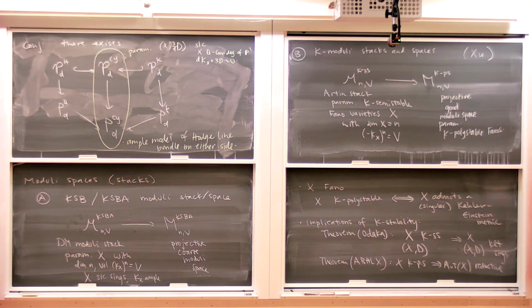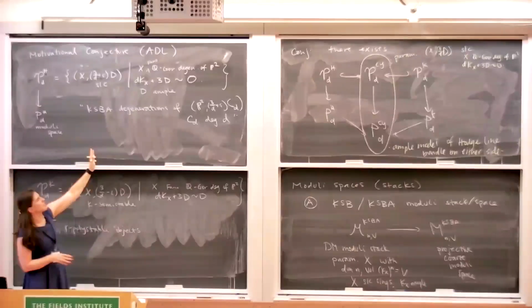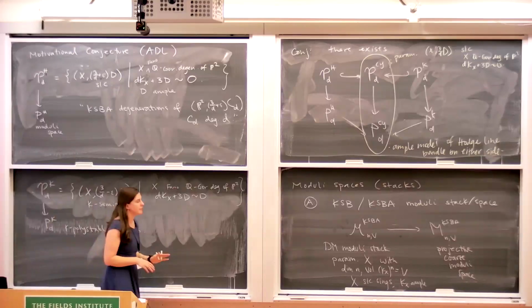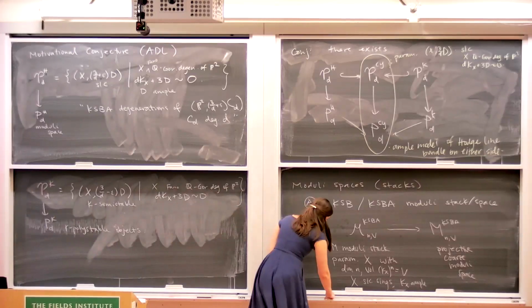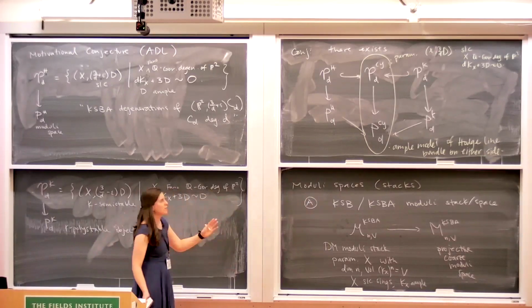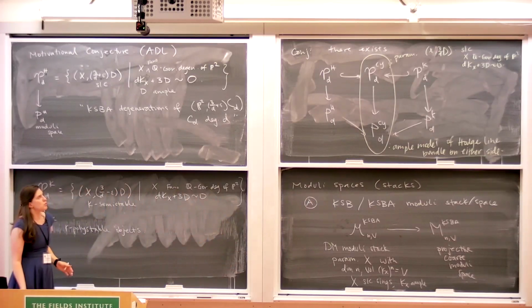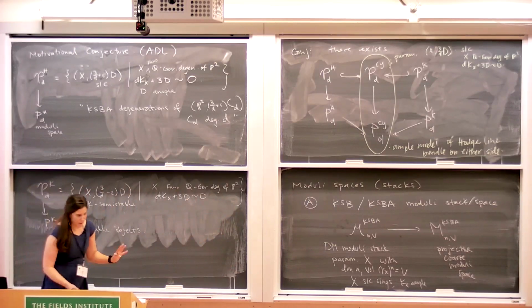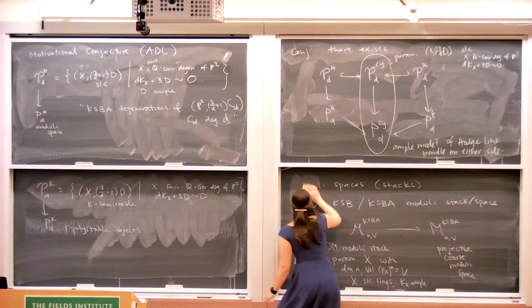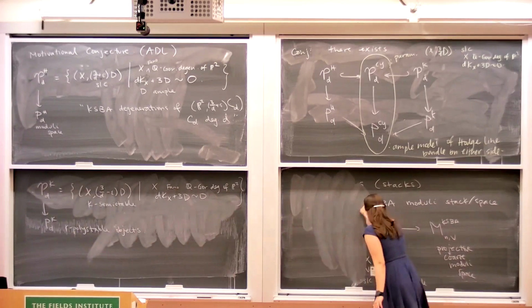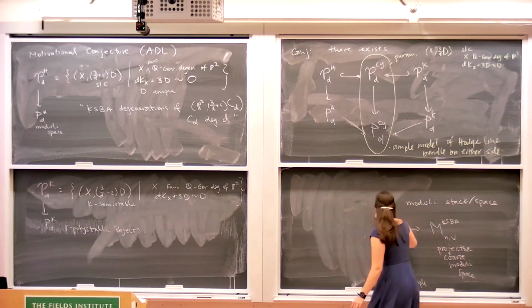We expect you can do something like this in more generality if you have pairs (X, D), where D is ample and K_X + D is trivial. So that's sort of where we are, and the starting point of this work.